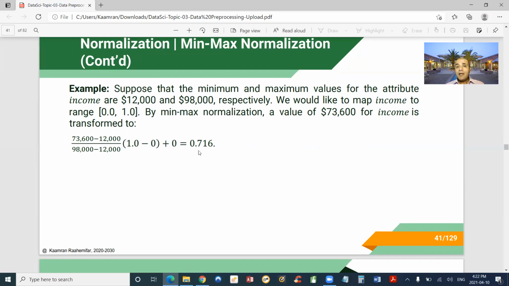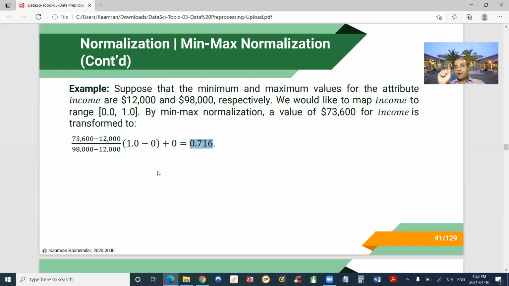I could tell you. But this one, what does this one say? It says in this scale, the salary of 73,600 is actually 0.16. So between 0 and 1, 0.16 is going to be a little higher and closer to the maximum, which is 1. And that's true, because 73,600 is closer to 98,000. So this is a normalization, and this normalization is called min-max.